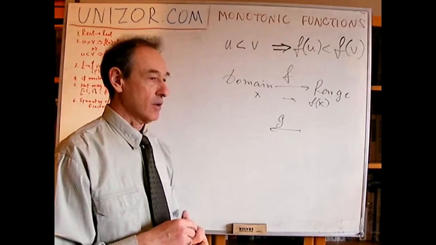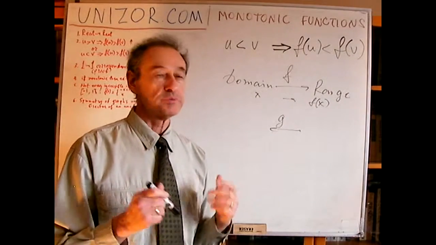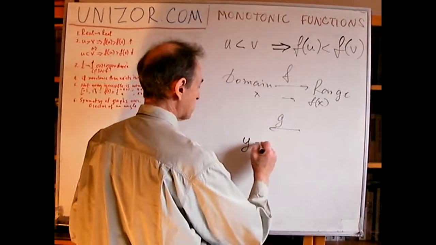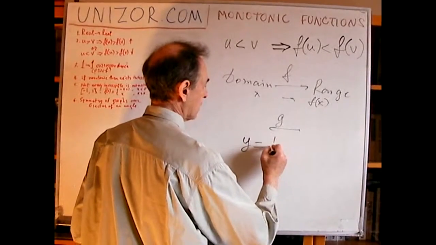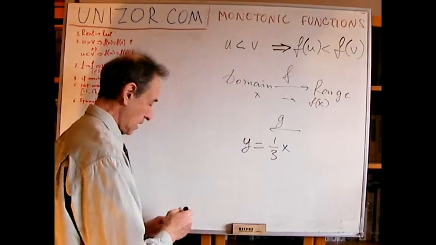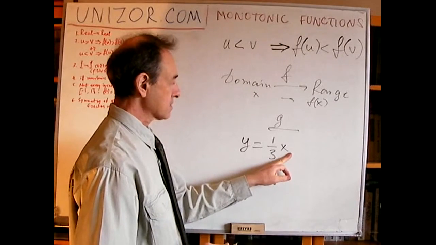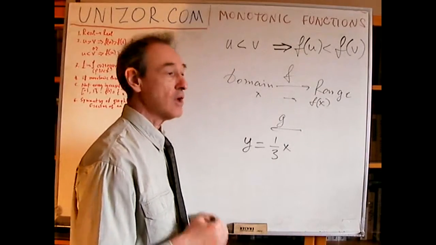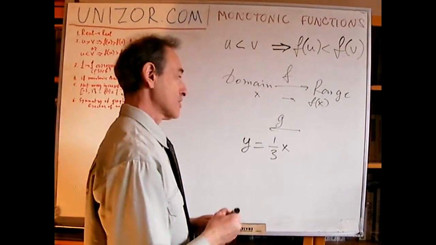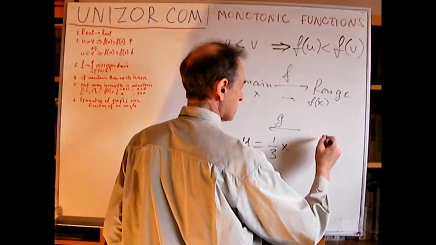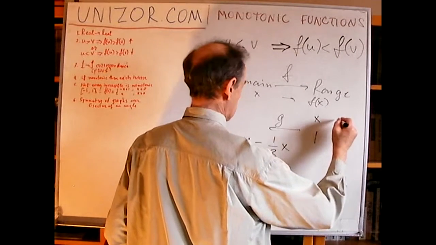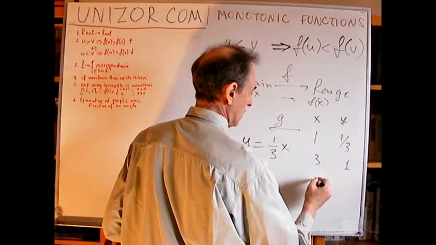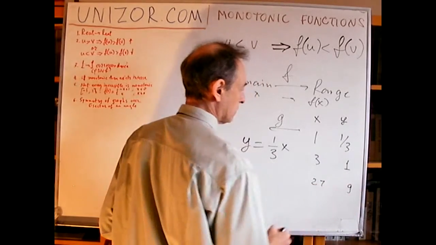Okay. Now, well, probably it would be nice to have some kind of an example. Well, let's have a very simple example. Let's put the function something like this. So, for every element x, real value, we take 1/3 of it, and that's the value of the function. Now, what is the reverse function? Let's just think about it. If we take, for instance, 1, this is x, this is y, we will have 1/3. We have 3, we will have 1. We have 27, we have 9.